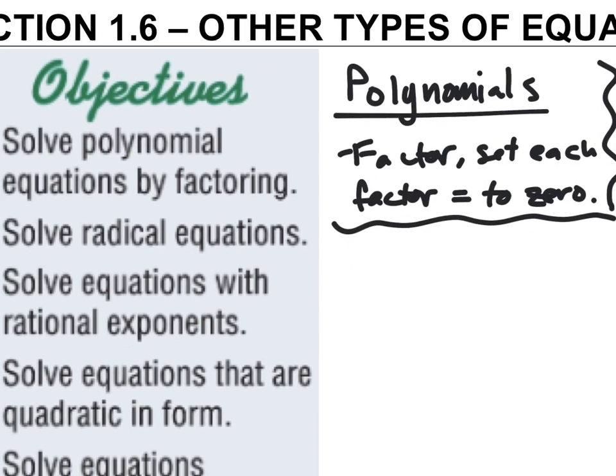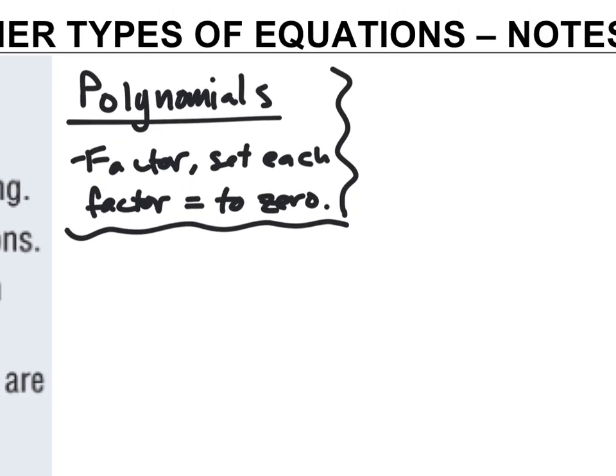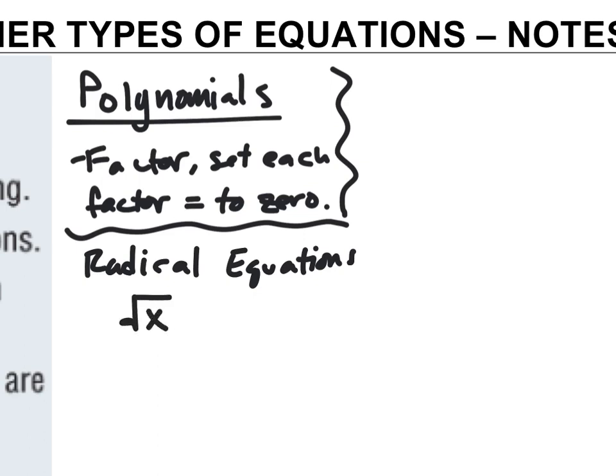Now, the next thing is radical equations. To solve radical equations, let's think about it. Let's say I've got the square root of x is equal to, I don't know, say 4. For me to figure this out, what I have to think about is the square root of what number gives me 4. Okay, and that number is going to be 16, but how do we do that algebraically? Now, we got to think about it.